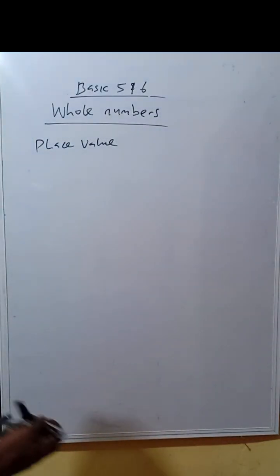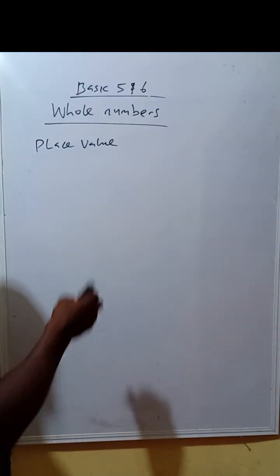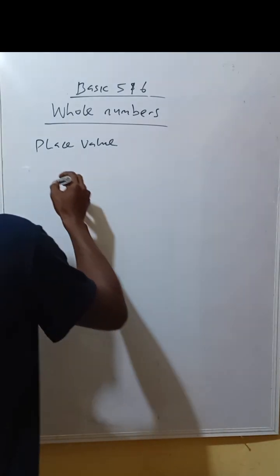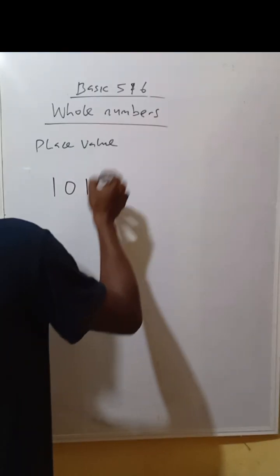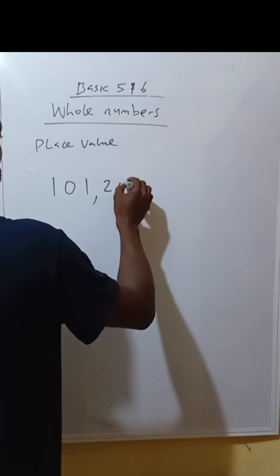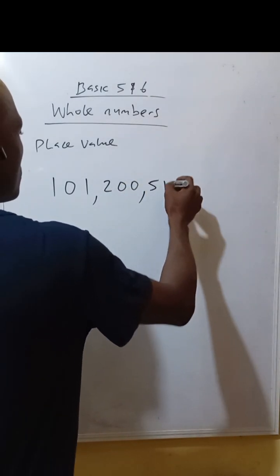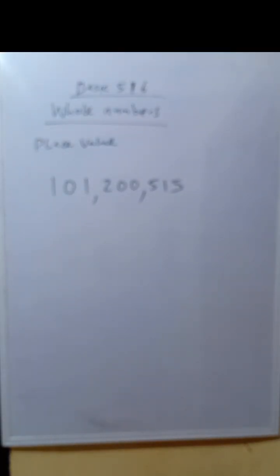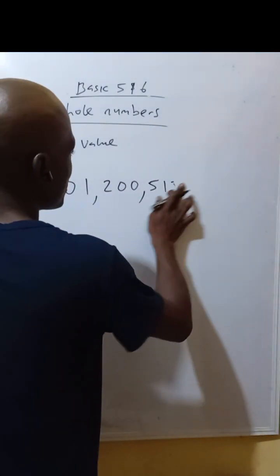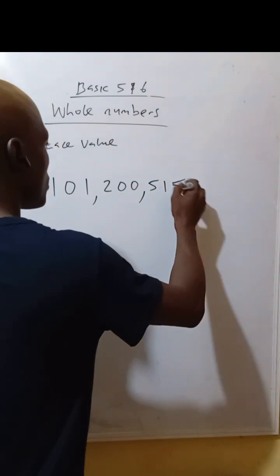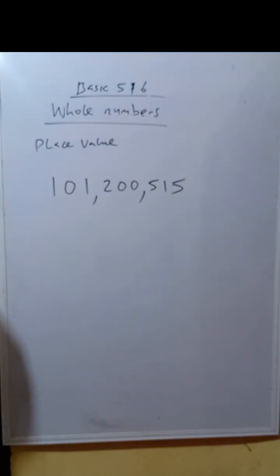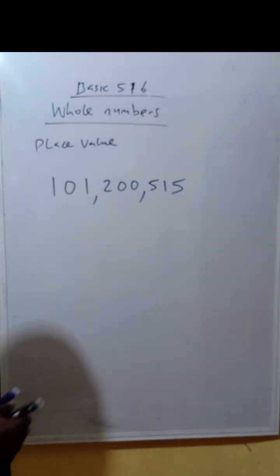Now let's see. I want to go to something a little bit technical. If we are to write it in words, 101, comma, 200, comma, 515. Now to write this in words, you can assign the place value. You can assign the position first.